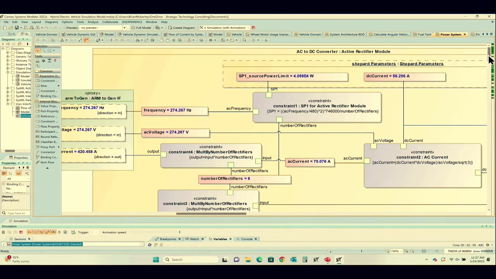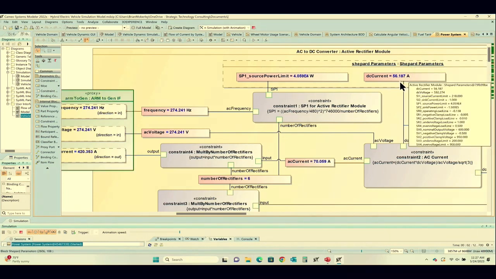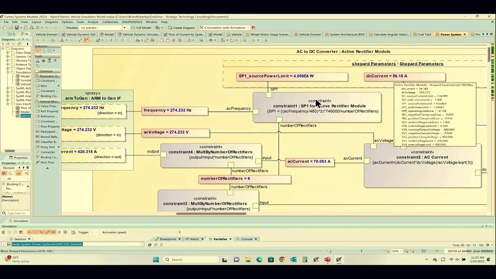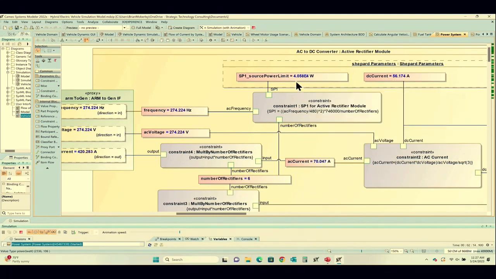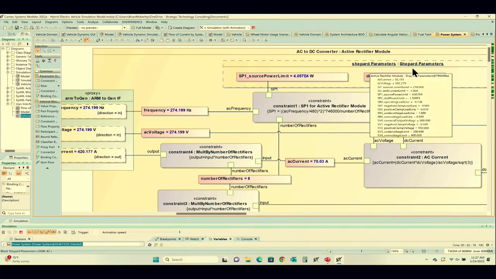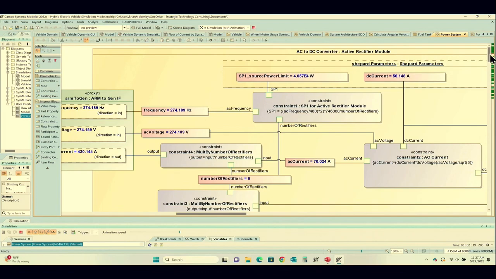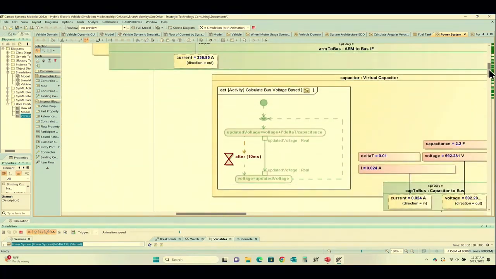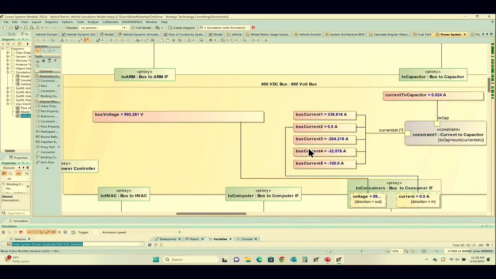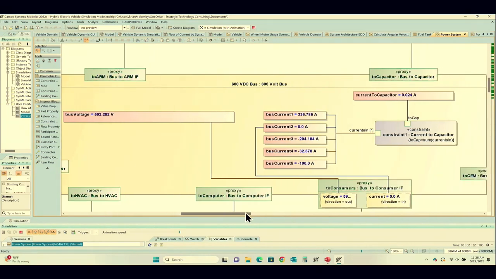And this incorporates the idea of Shepherd parameters as well. So notice there's an instance of the Shepherd parameter block here, and that is outputting a DC current. This is affecting one of its Shepherd parameters dynamically to know how much power it is actually providing. So the output of all of that is now we have a DC current that goes down to our DC bus. So this is the DC bus where everything converges.